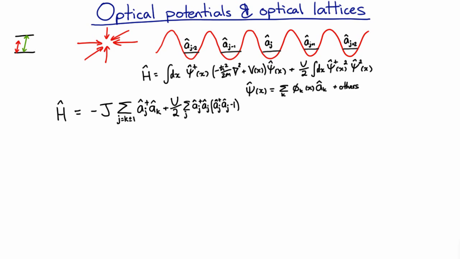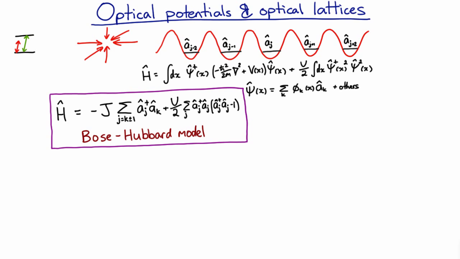Now this is a very famous model called the Bose-Hubbard model. And one of the reasons this is a famous model, besides the fact that bosons in a periodic lattice is a fairly common kind of physical occurrence, is that it has a phase transition in its ground state. So let's think about what the ground state is.